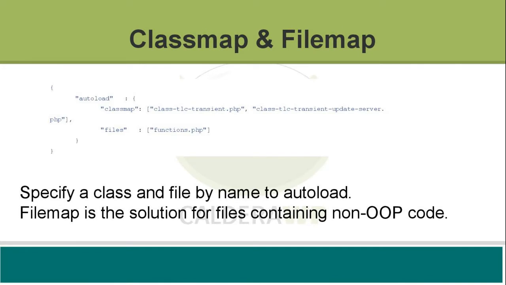You can also use the classmap. There are two really good uses for classmap and files. Classmap, because, and this, by the way, is copied from TLC Transients. This is how Mark Jaquith did it. And this is very useful because this is PHP 5.2 compatible. It's two classes in the entire plugin. It's not the end of the world to have to write these. And it's slightly less bad than doing, like, require the name of your class in the path.